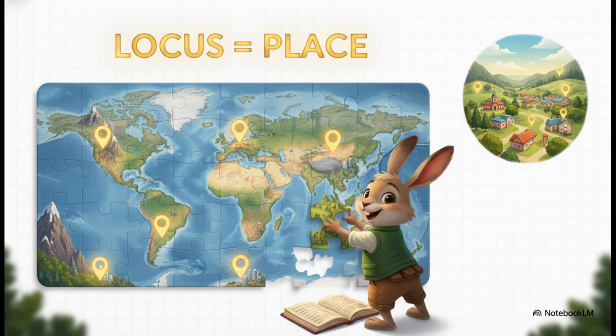Imagine standing on top of a tall hill. Looking down, you see a school, a hospital, a library, a mountain, a river, a park, a museum, and a train station. Each one occupies its own specific place. That place is its locus.